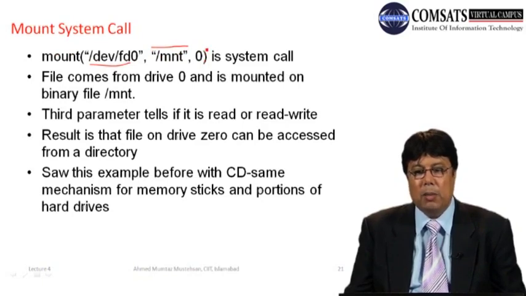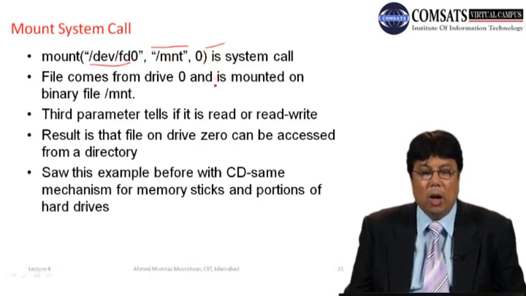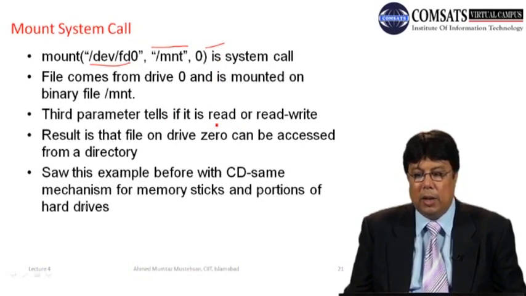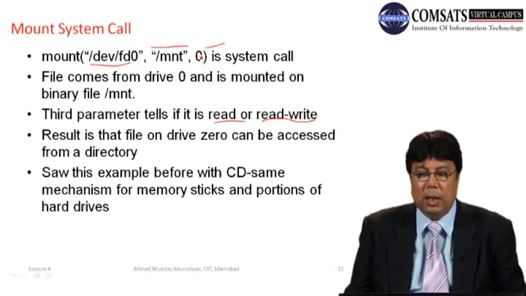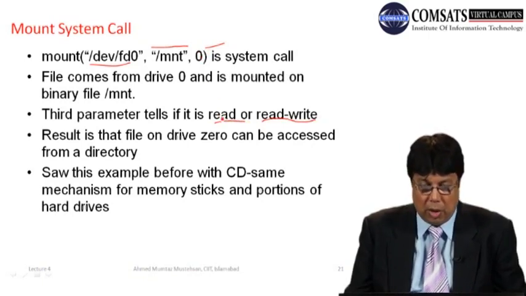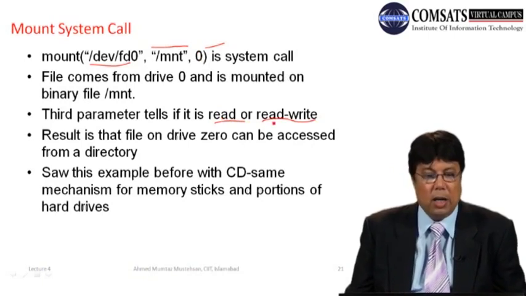the third parameter that tells the operating system what the mode of the file is, whether it's read or write. So basically it is some code 0, 1, 2, 3 that is decoded as allowed read, read write, or read write execute. So this is the third parameter.